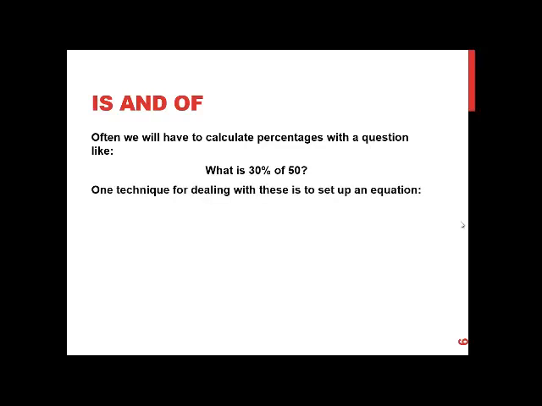And one technique that we've got for dealing with this is to set up an equation where we take the number that's with the is, and divide it by the number that's with the of, and set that equal to the percent, the number that's with the percent, over 100. And some people abbreviate this with is over of equals percent over 100. It's just a shortcut way of solving these guys.